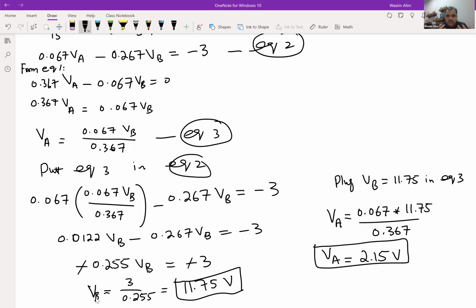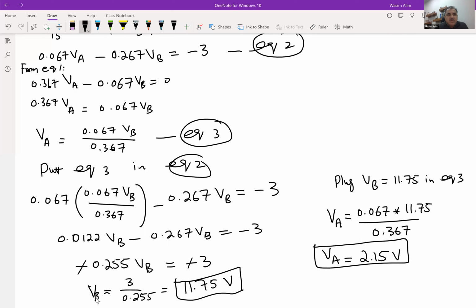Now, just to understand how we go through this process of simultaneous equations: we first have two equations, two unknowns. What we do at that point is we take one of the equations, and one of the unknown values is expressed in terms of the other unknown. Here v sub a and v sub b are the two unknown values, so I'm writing v sub a in terms of v sub b. I can do that from any one of the two equations.